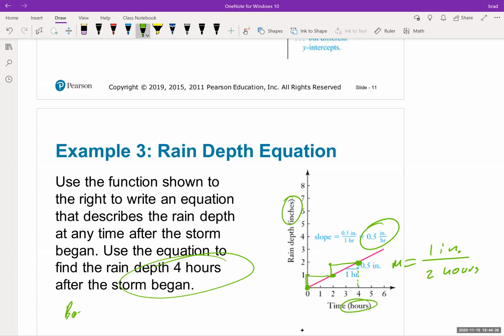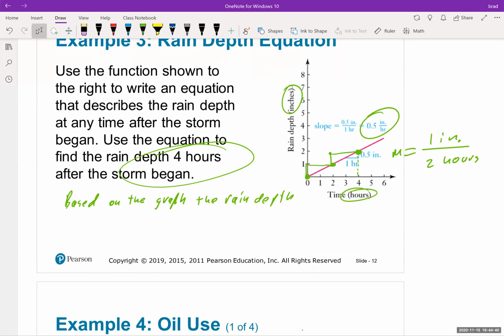So what's my height? My height is 2. So based on the graph, the rain depth 4 hours after the storm would be 2 inches based on this data, based on the graph that they gave us, okay?